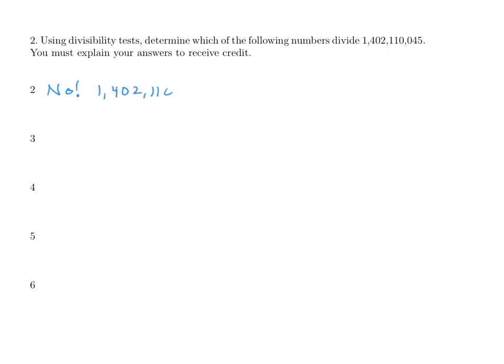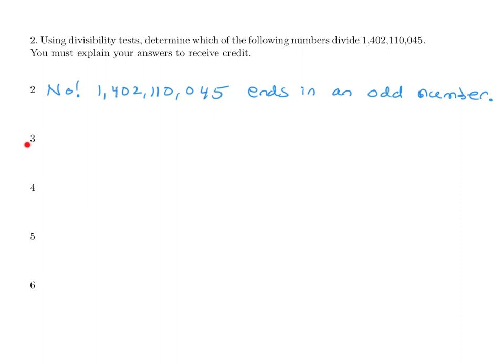1,402,110,045 ends in an odd number. Because it doesn't end in an even number means 2 cannot divide the entire number itself.